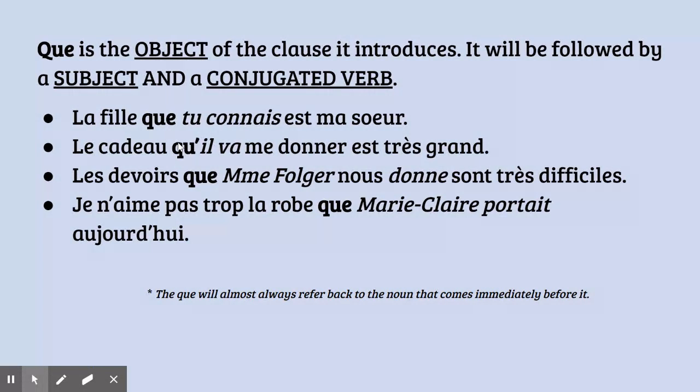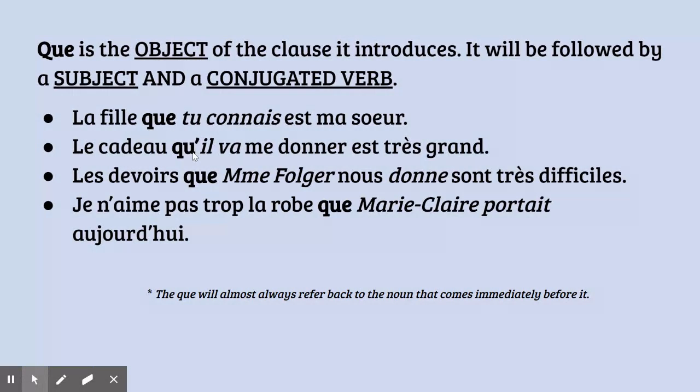So you can see for all of these que's, you've got a subject and a conjugated verb after it. Because if you were to deconstruct these sentences, it would be, you know, the girl is my sister. So you're using that que to combine those. And again, that qui and that que will almost always refer back to that noun that's right before it. So que here is talking about the girl. Que here is talking about le cadeau.